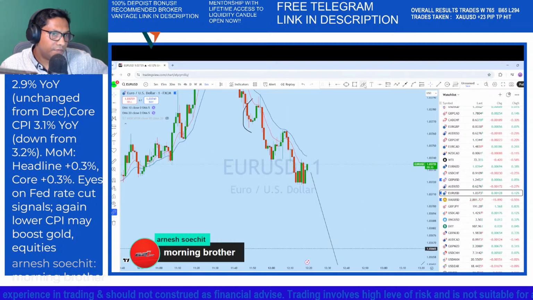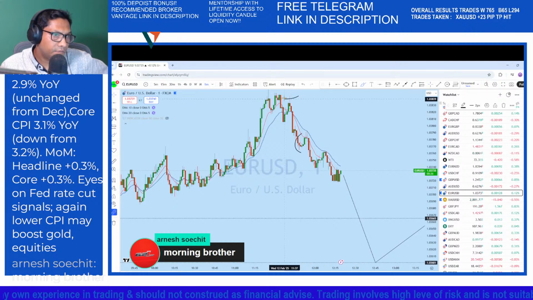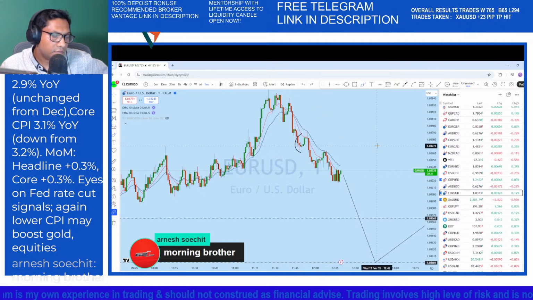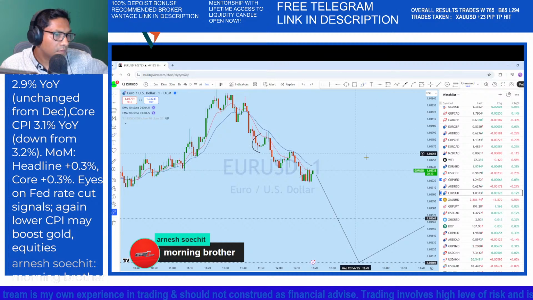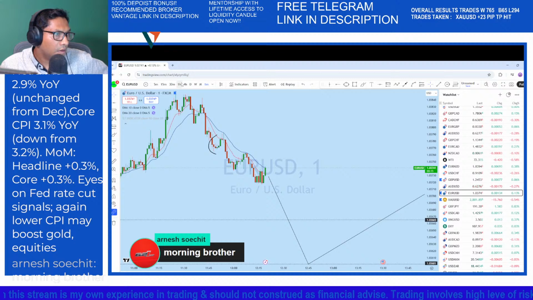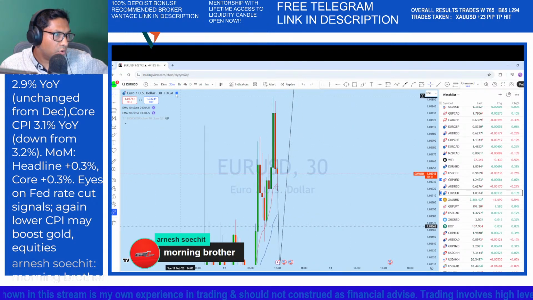There's a big drop here, pullback, expecting it to drop back down again to the support level.